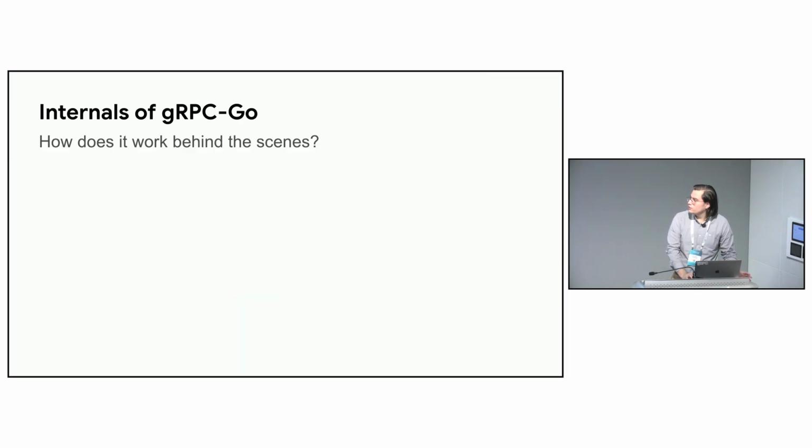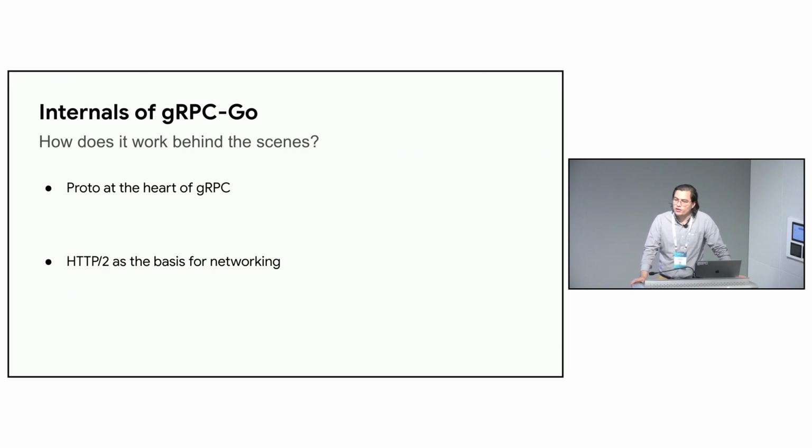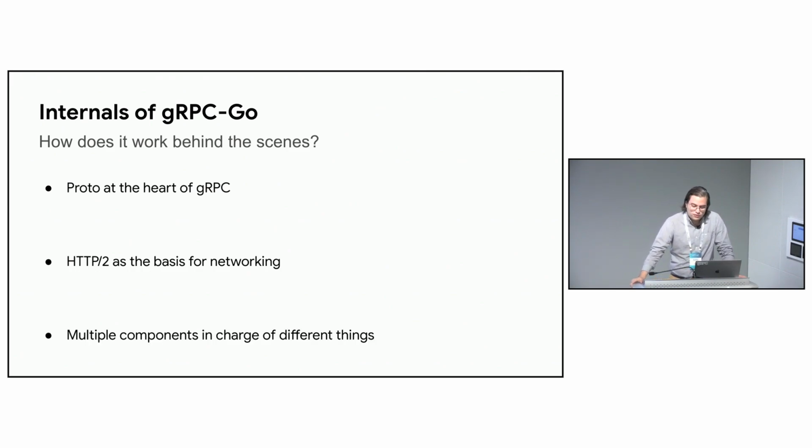So first, gRPC and protobufs are as thick as thieves, right? In protobufs is where you define how your service is going to look, what sort of messages you're going to send, and what are the RPCs that you're going to support. In the case of gRPC-Go, HTTP2 is the protocol that we use as the basis of networking. So everything in gRPC goes through HTTP2 on the wire. Finally, it is worth mentioning that there are multiple components involved in every message inside of gRPC-Go, and today we're going to talk about some of them.